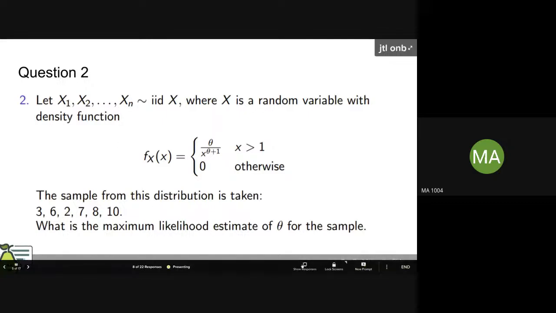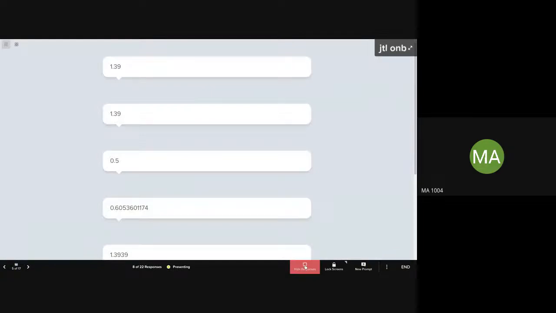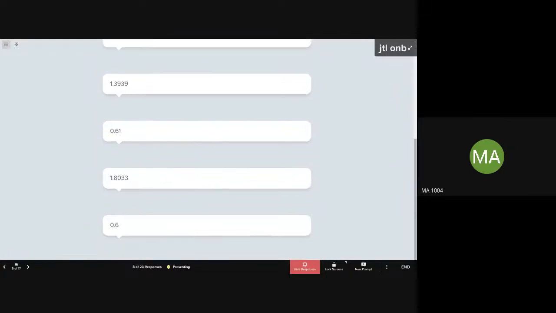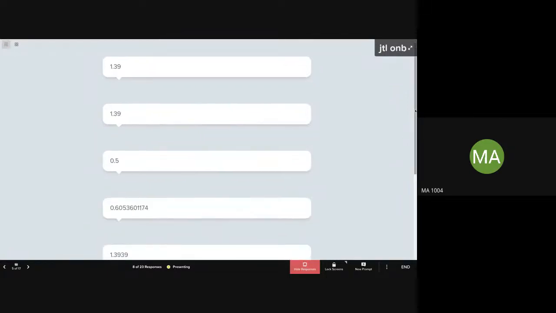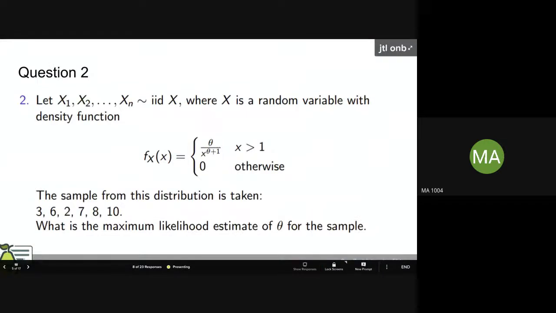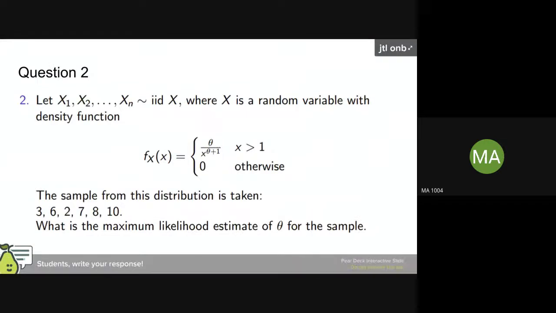Okay. So let us dive into the solution. Many of you are getting 1.39, 0.5, 0.6, 0.6 also, 0.60. Okay. So within the 8 submissions only, I got some 3 people saying 1.39 and 3 others are saying 0.6. Okay, let us see.